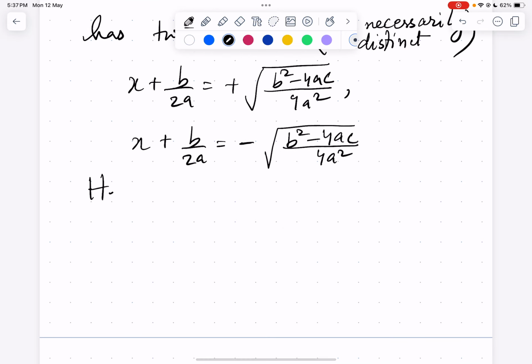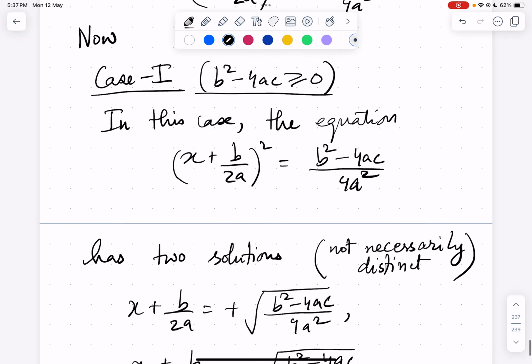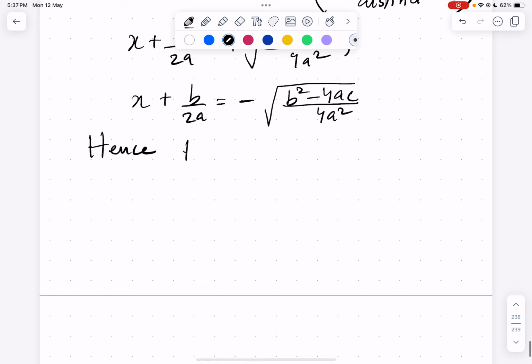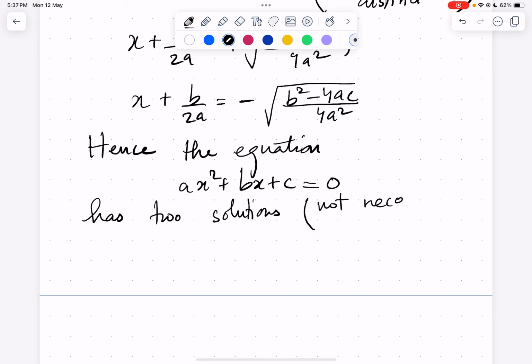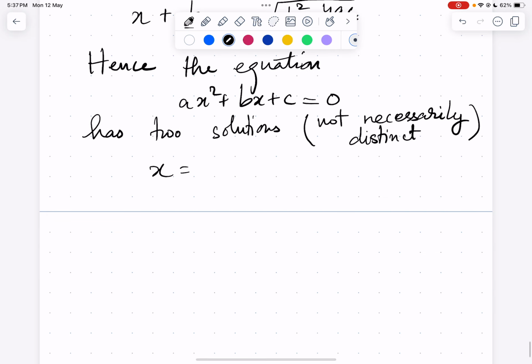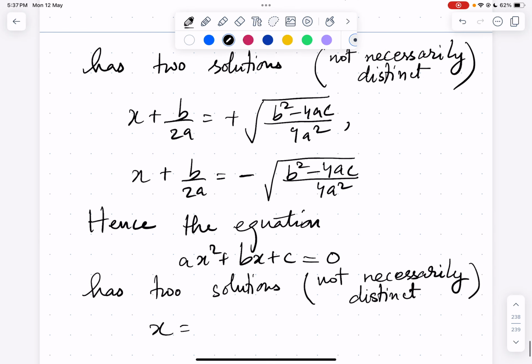Hence, in this case where b square minus 4ac is greater than or equal to 0, the equation ax square plus bx plus c equals 0 has two solutions. These are not necessarily distinct. For example, b square minus 4ac can be 0. So you have two solutions. The solutions are given by x equals the above x's, right?